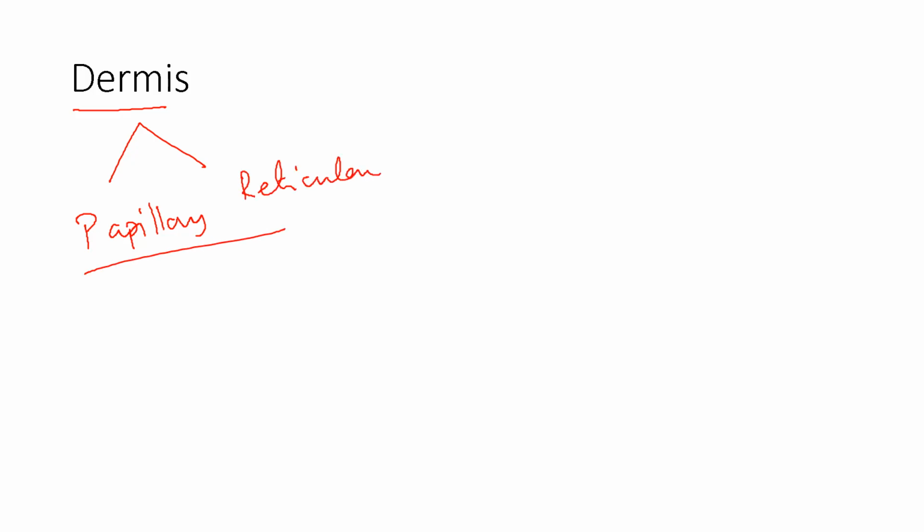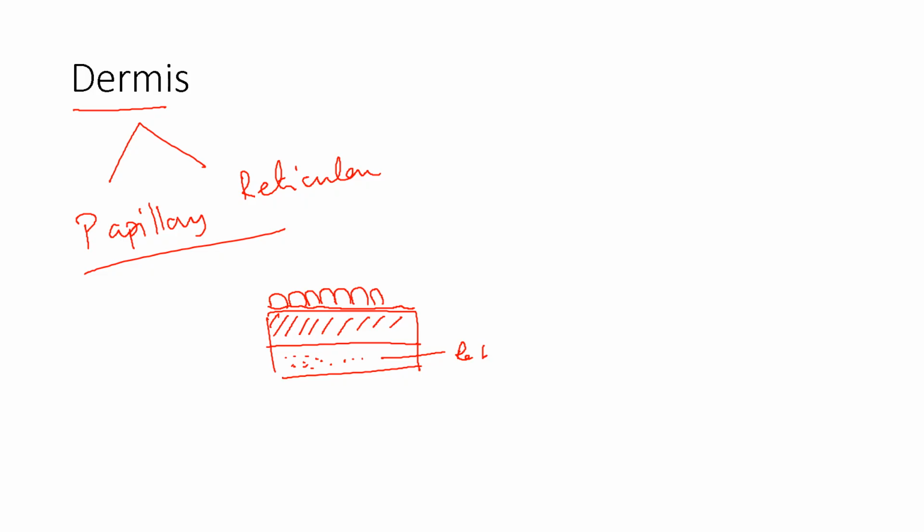Again, this dermis is divided into 2 layers. The topmost, that is the superficial layer, is known as the papillary layer, which is toward the basement membrane of the stratum basale, that is the part of the epidermis. And just below the papillary layer of the dermis, you have the second layer of the dermis, which is known as the reticular part of the dermis.